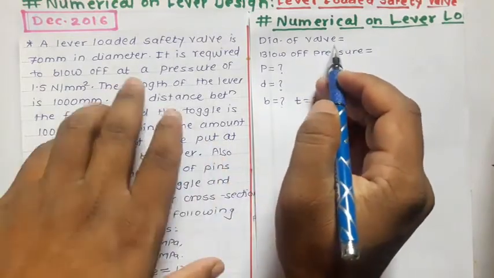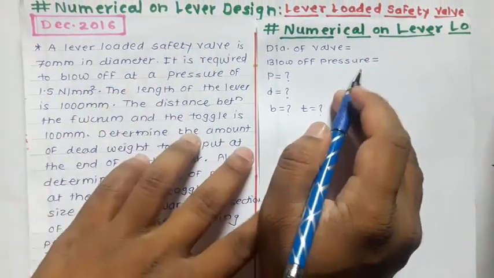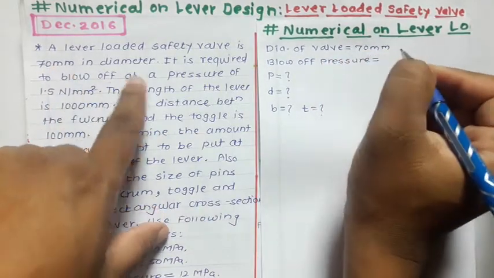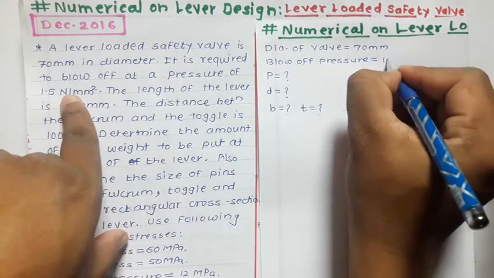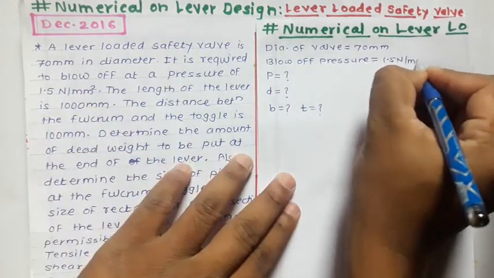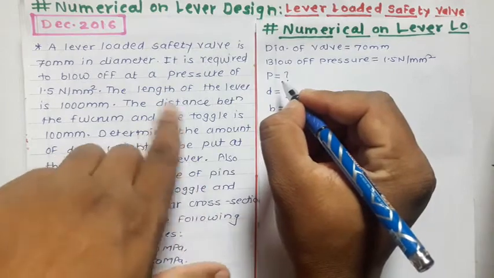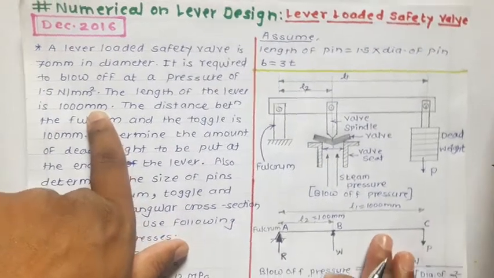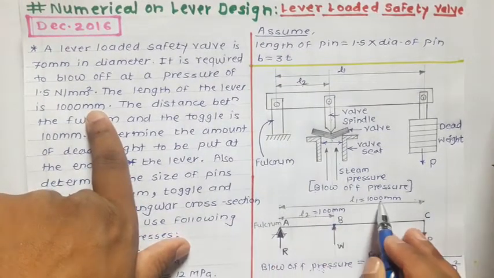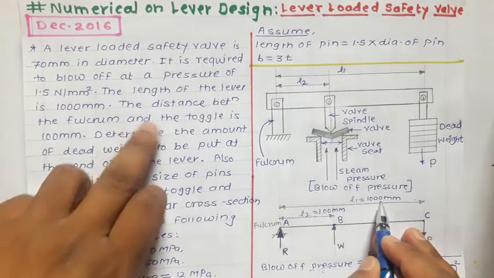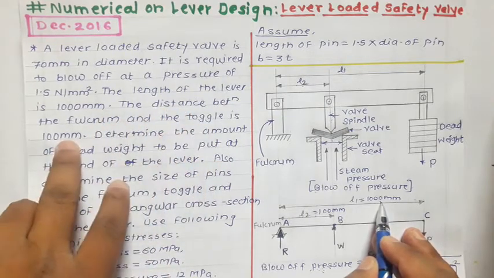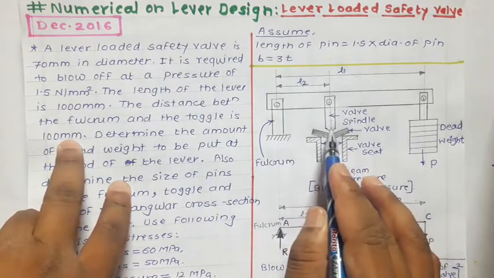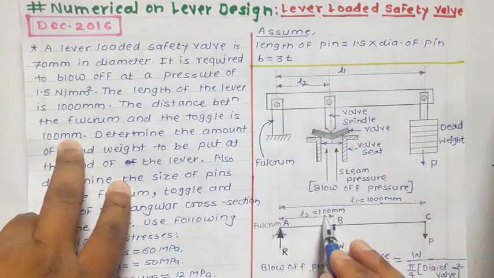The diameter of wall, which is required to find out the force W, is given as 70 mm. Blow up pressure is given as 1.5 Newton per mm square. Then the length of lever, that is L1, is equal to 1000 mm, as we have shown in this diagram. The distance between the fulcrum and the toggle, that is the wall spindle, is 100 mm. That is L2 equal to 100 mm.